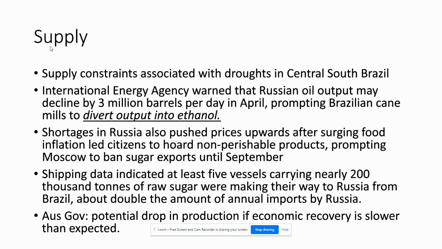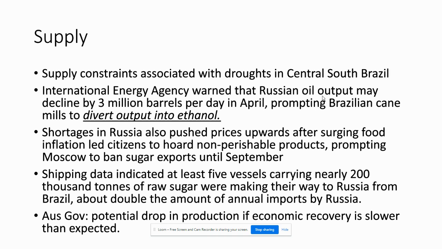Let's talk about supply quickly. Supply constraints are associated with droughts in central South Brazil. This is on the Australian government website. I've pulled a few different pieces of information from different academic papers. Australia is actually quite bullish in terms of our exports for sugar. Valuations should increase this year because there's expected to be less competition. And with everything that's happened geopolitically recently, it'll be interesting to see how all that plays out.